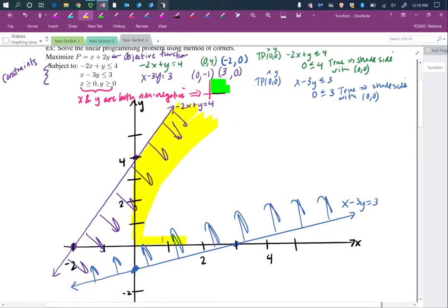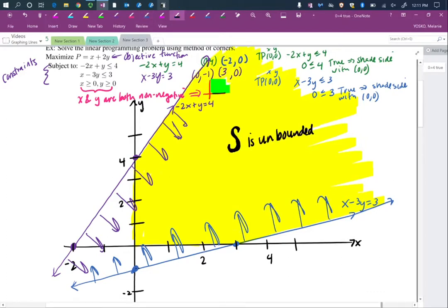And then I'm above the x-axis because I'm in quadrant 1. Then I get to this line right here, x minus 3y equals 3, and I'm shading above that. So my feasible region S looks like this. You can extend this on and see that it goes on forever. S is what we call unbounded.